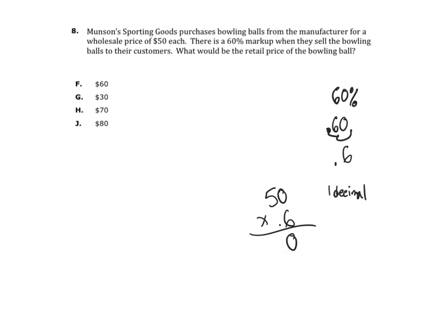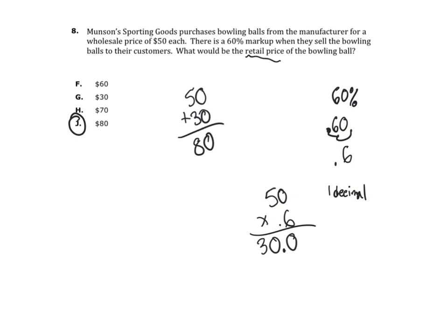6 times 0 is 0. 6 times 5 is 30. Again, 1 decimal place, so we put 1 decimal. Now, it's asking for the new retail price. If it was just asking for how much markup, $30 would be our answer. But since it's asking for the new retail price, we now have to add. So we take our original price, we add $30, our markup, to get $80 as our answer, J.